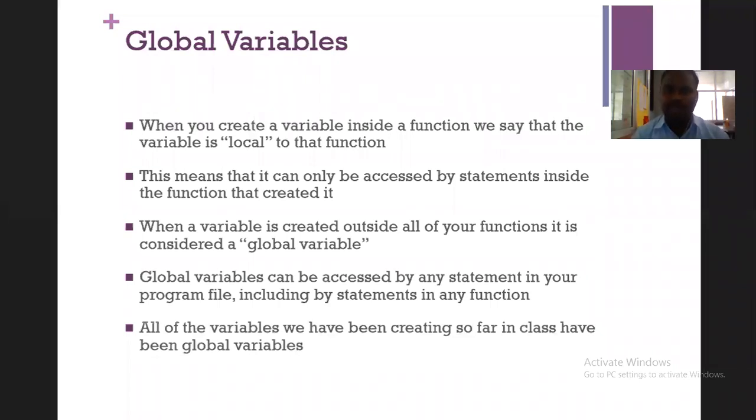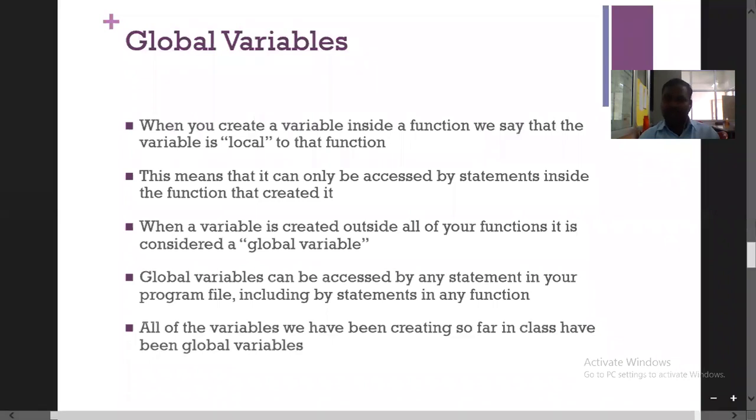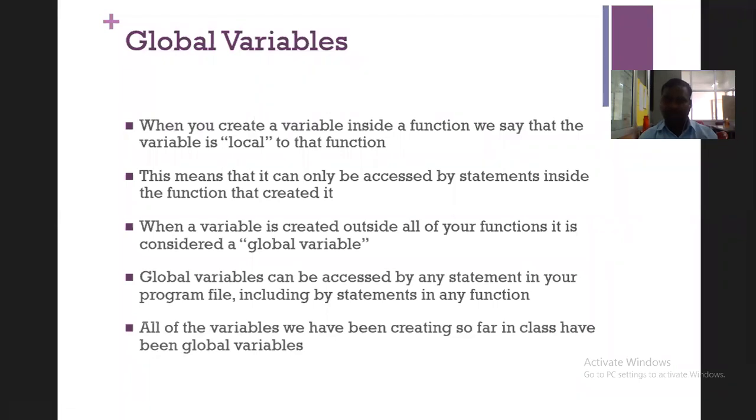See, when we create a variable inside a function, we say that the variable is local to that function. This is the first line, as I told. This means that it can only be accessed by statements inside the function that created it. When a variable is created outside all of your functions, it is considered a global variable. These variables can be accessed by any statement in your program file, that is the entire program, including statements in any functions. All of the variables we have been creating so far in class have been global variables.